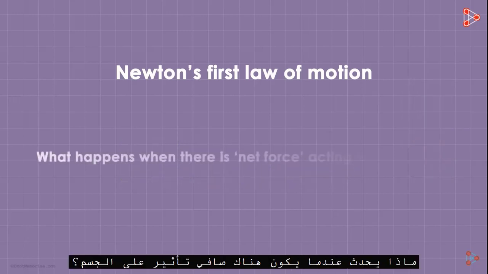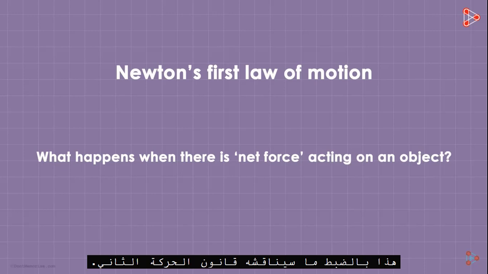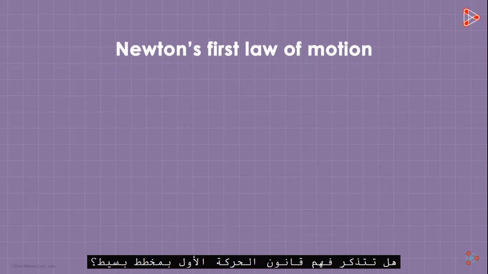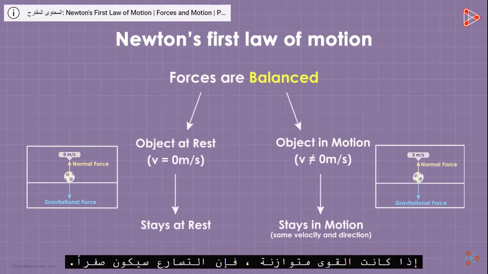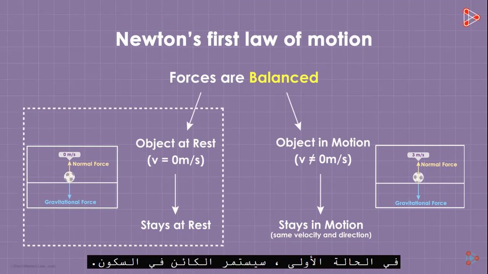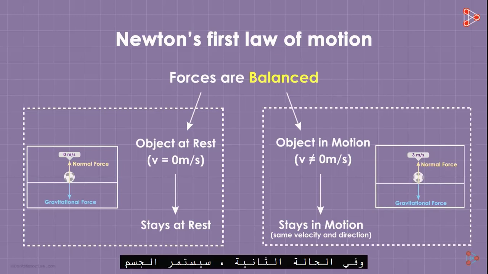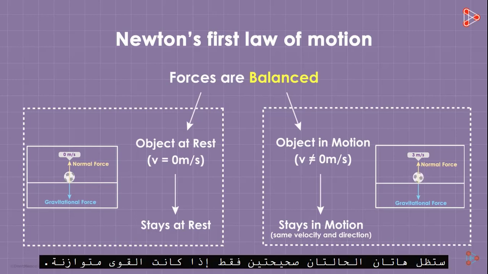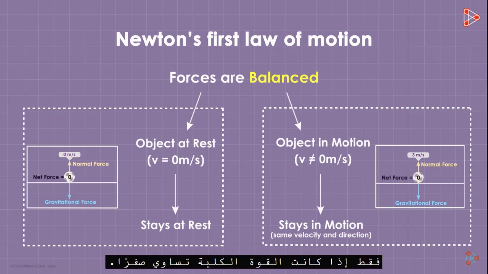The question is, what happens when there is a net force acting on an object? That's precisely what the second law of motion will discuss. Do you remember understanding the first law of motion with a simple diagram? If the forces are balanced, the acceleration will be zero. In the first case, the object will continue to remain at rest, and in the second, the object will continue to stay in motion at the same velocity and in the same direction. Don't forget, these two cases will remain true only if the forces are balanced. Only if the net force is zero.